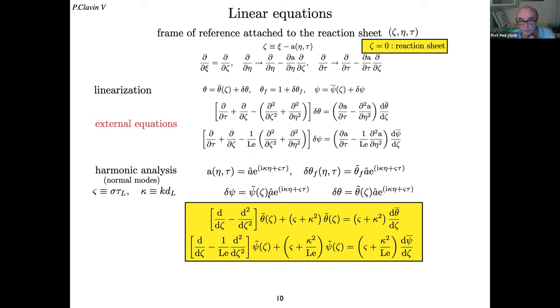You have now two functions to obtain, and these two functions satisfy this second order differential equation. The time disappears because it appears only through the reduced growth rate, and the transverse direction disappears because it appears only through the wave number here. So you have to solve this problem.